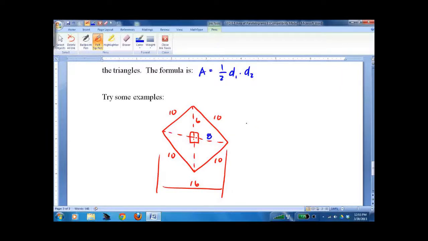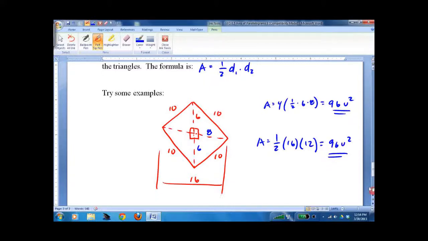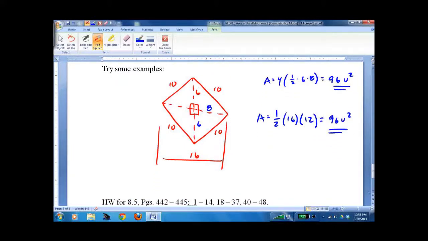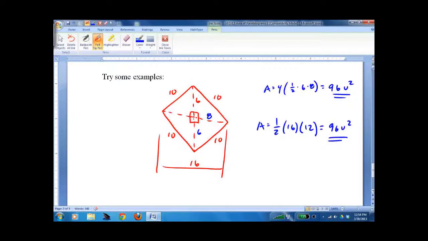That makes this 8. Area is 4 triangles times 1/2 times 6 times 8, which is 96 units squared. Or you could do the formula approach. 1/2 of 16 times 12, because there's another 6 here, and that's 12 total, which equals, oh my goodness, what a shock, 96 units squared. Whichever way you want to do it, I'm a big believer in using intelligence over formulas, but it's entirely up to you. Good luck.